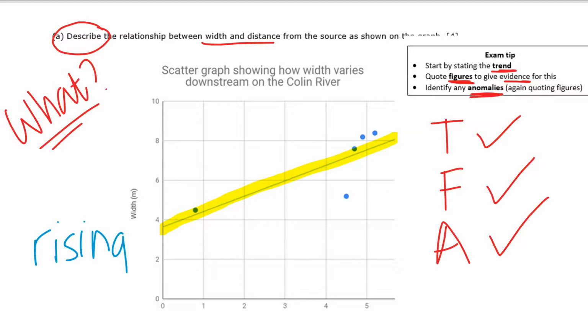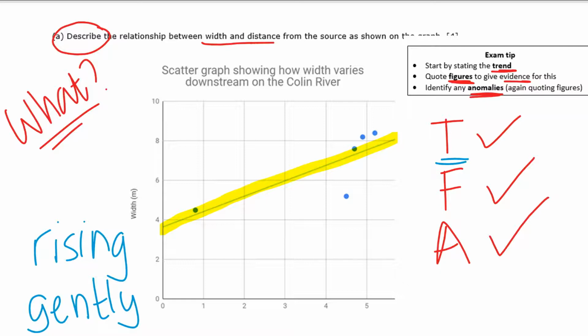Right? It's starting low and it's going higher, so it's rising. And it's rising, I would say that's rising reasonably gently. It's a gradual increase on the way up. Now, that is our trend. It's rising gently. Then we go in and get our figures.